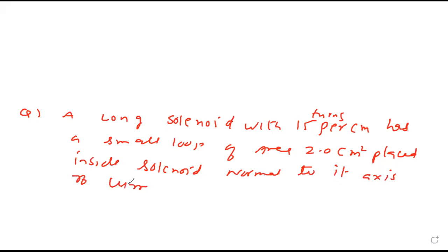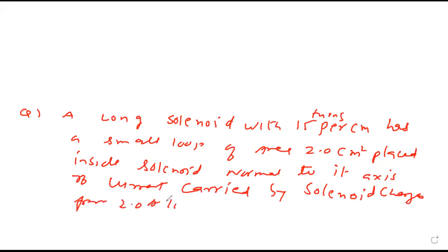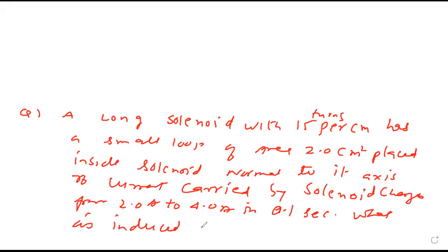If the current carried by the solenoid changes from 2 ampere to 4 ampere in 0.1 second, what is the induced EMF in the loop? What is the induced EMF in the loop when the current is changed?